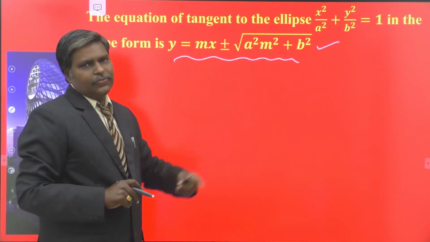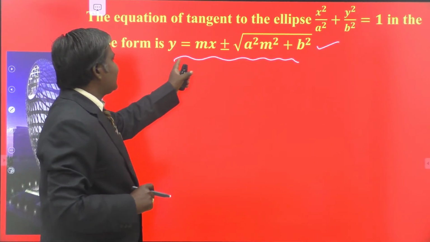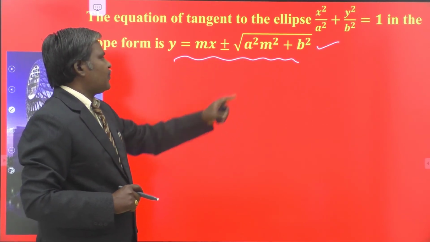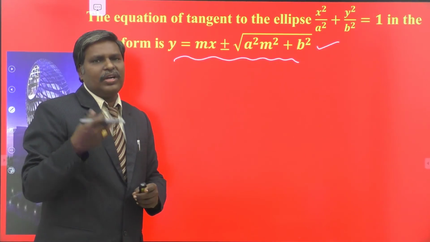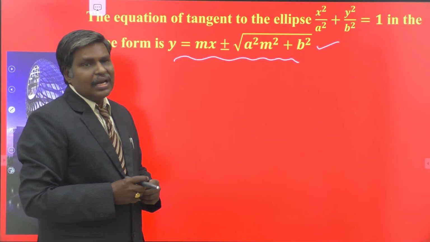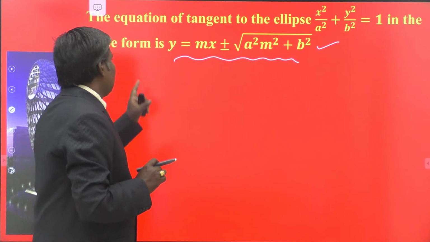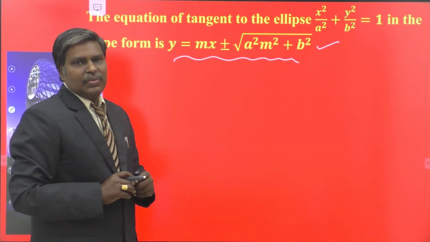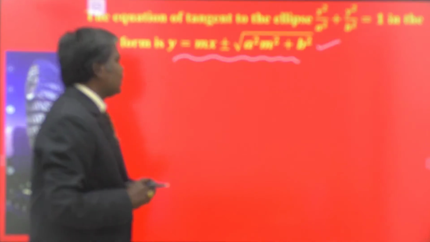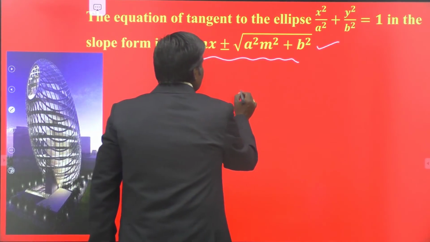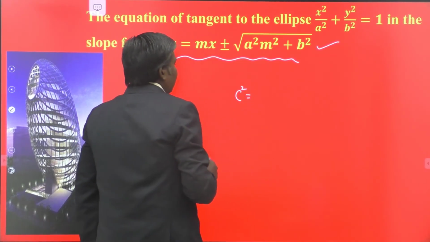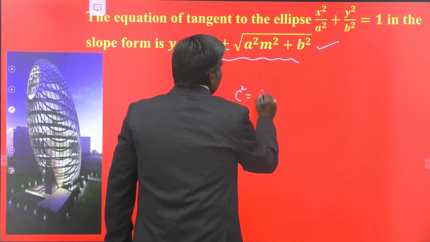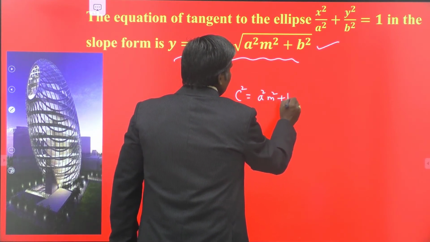Here we have another form in this ellipse. Y is equal to mx plus or minus root of a square m square plus b square. Whatever it may be, either a greater than b or a less than b, don't bother about that. Y is equal to mx plus or minus root of a square m square plus b square is any tangent to the ellipse. Just we derived that. What we derived? C square is equal to a square m square plus b square.